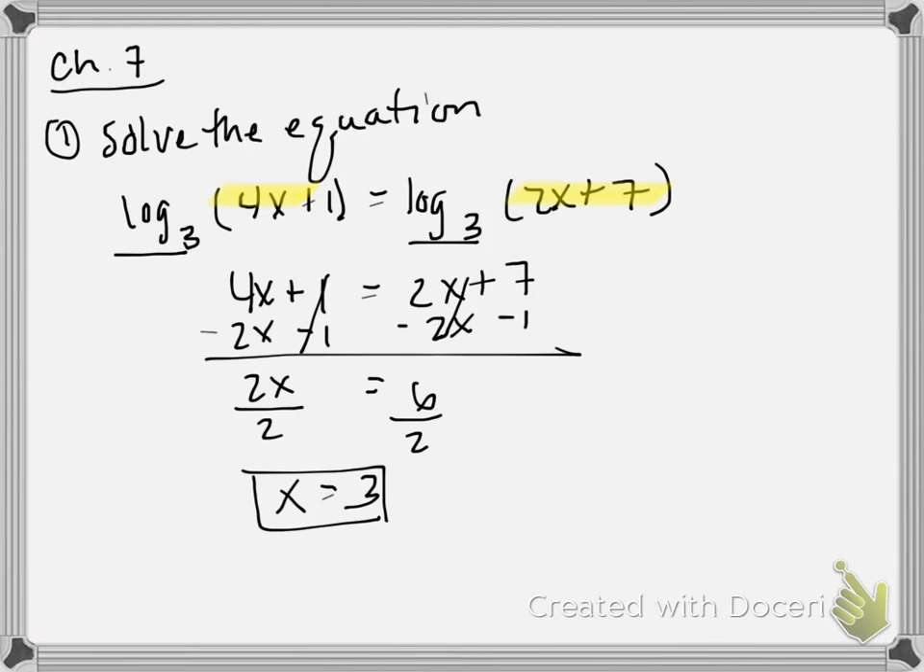If I check my work, if I plug in 3, I would get 4 times 3 is 12, 13, so log base 3 of 13. 2 times 3 is 6, plus 7, that's 13. Yep, log base 3 of 13 equals log base 3 of 13. Cool.